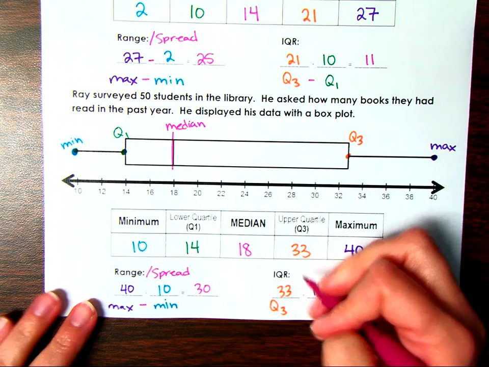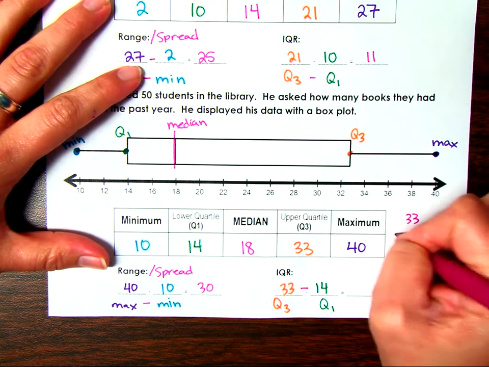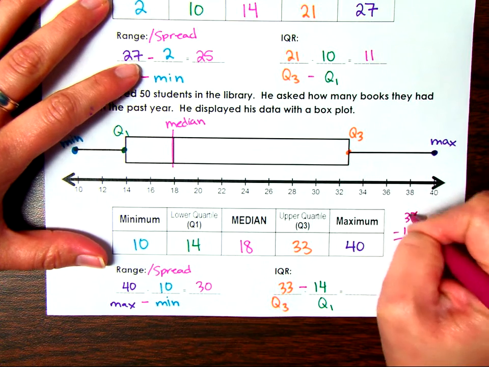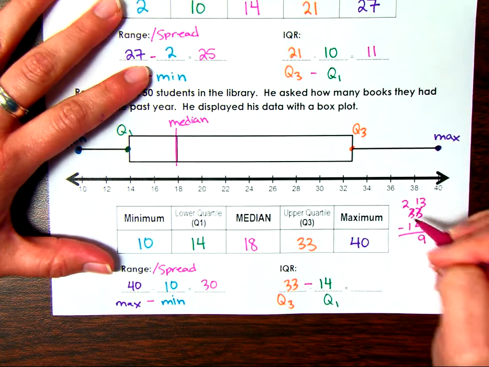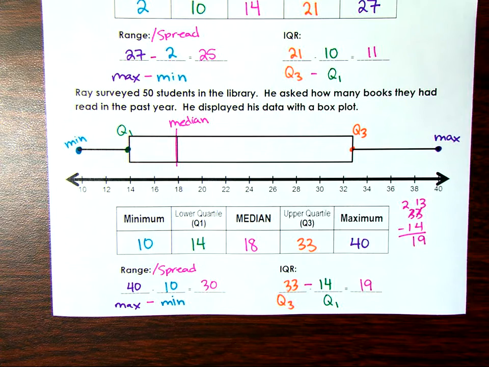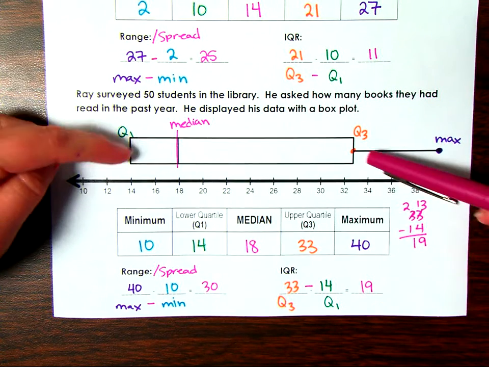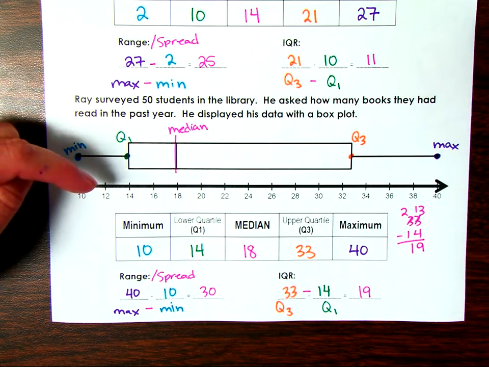So 33 minus 14. 3 minus 4 I can't do, so I borrow. That's 9, 10, 11, 12, 13. So that's 19. That means my interquartile range is 19 books. There's 19 different book numbers from there.